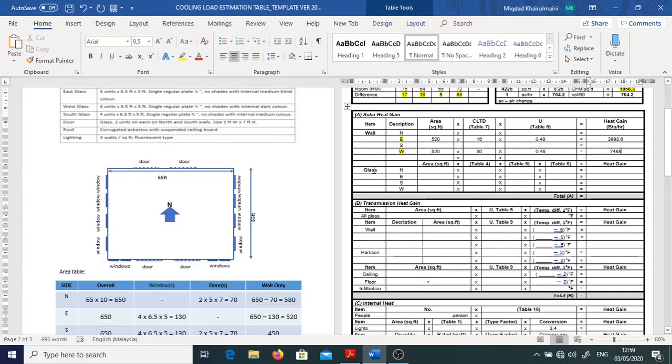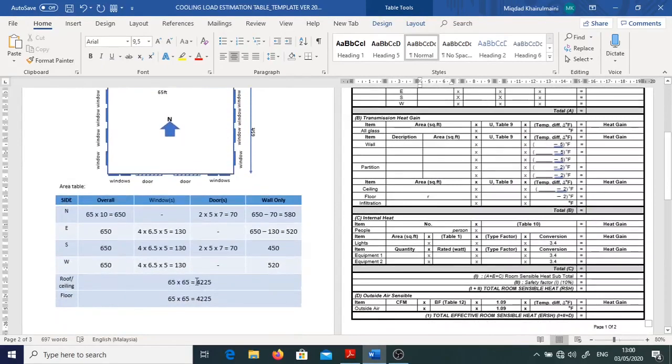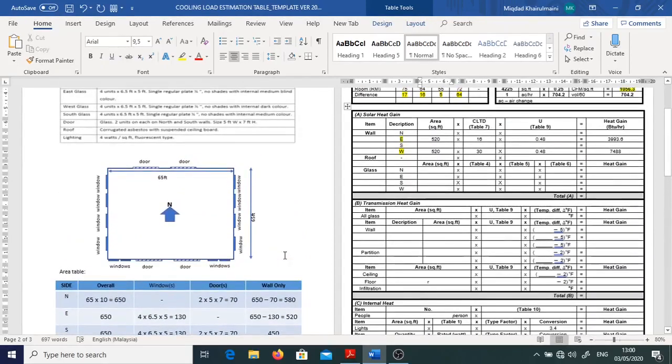Now, just now I deleted the wall row, because why? Now I'll tell you why. Because our building is single story. If there is a roof, we have to fill it here. Roof. Single story building. For description, we can just put a dash. The area of the roof we have calculated just now, 4,225. So 4,225.